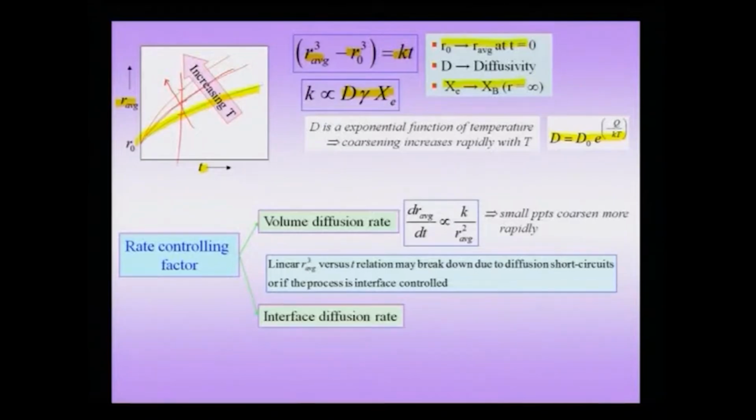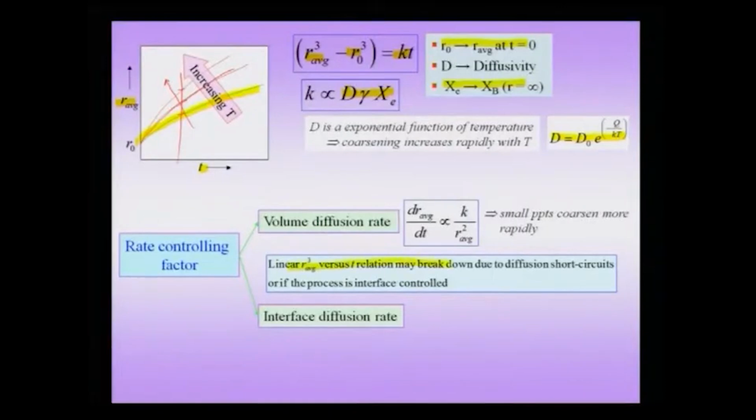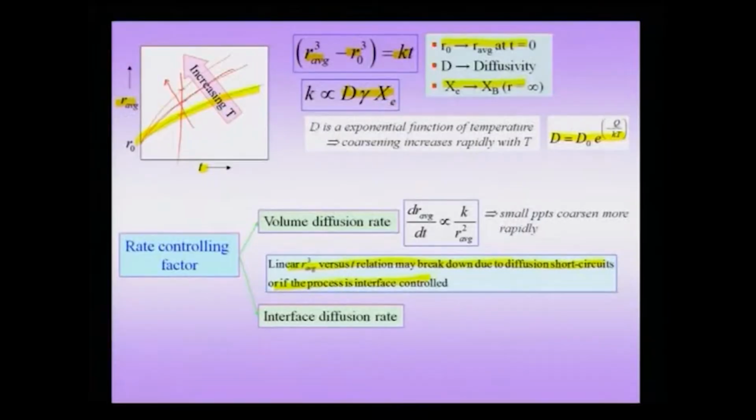Now, this diffusivity I am talking about is typically the volume diffusion rate, and if there are other mechanisms of diffusion in the material like interface diffusion, or pipe diffusion which is at the cores of dislocations, then this kind of linear r cubed versus t relation may break down. These are short circuit paths, and even though they have a smaller cross section, they may tend to dominate, especially in nanocrystals.